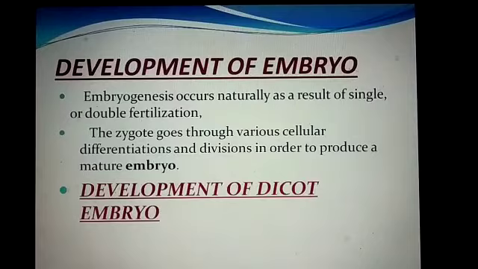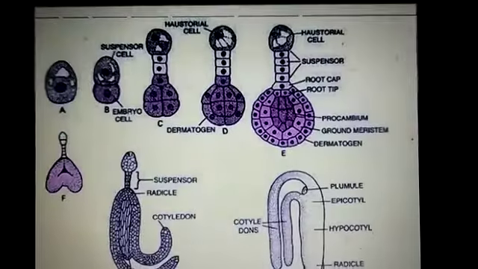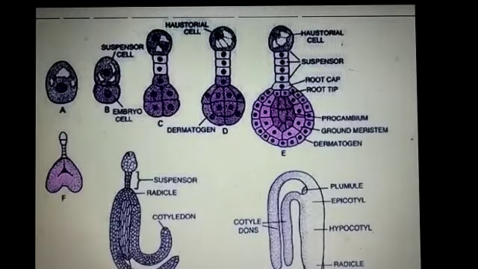The zygote goes through various cellular differentiation and division in order to produce a mature embryo, and this is called embryogenesis. Here we are talking about two types of development: development of the dicot embryo and development of the monocot embryo. First of all, we read development of the dicot embryo.